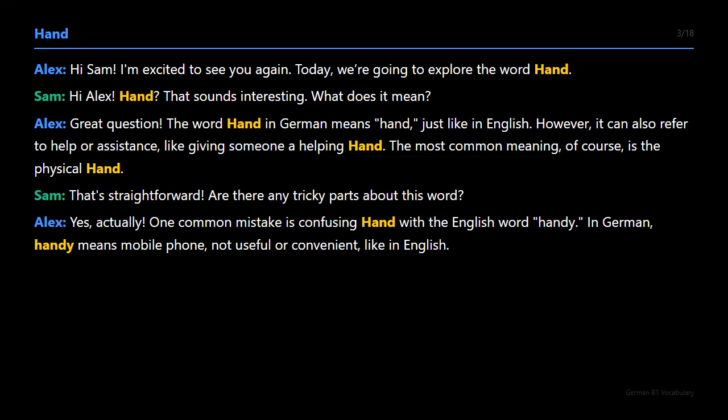That's straightforward. Are there any tricky parts about this word? Yes, actually. One common mistake is confusing Hand with the English word handy. In German, Handy means mobile phone, not useful or convenient, like in English.